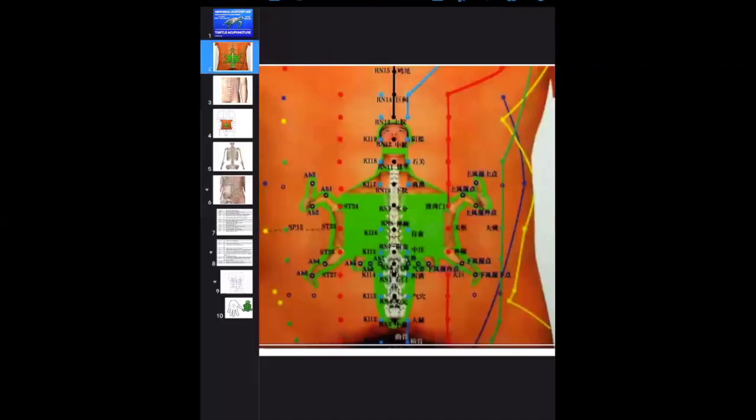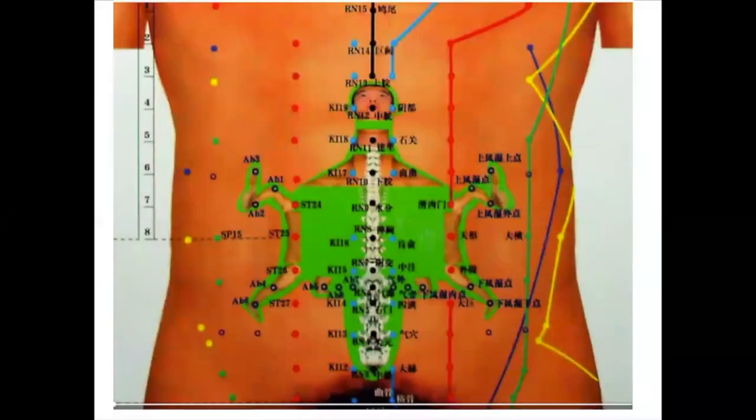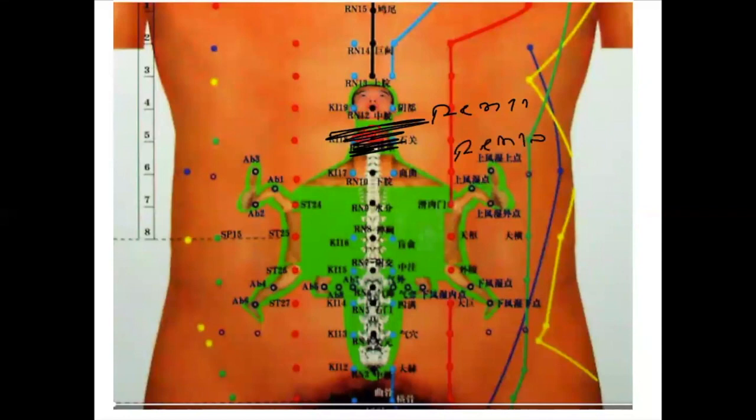When we are doing the imagination of the turtle on the abdomen region, we treat the neck area of the turtle, because this is the neck area of the turtle. The neck area of the turtle starts from RAN 11 to RAN 10. So this area treats our whole cervical pathology. This is a very good imagination and it is working very nicely.